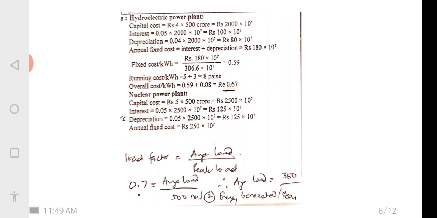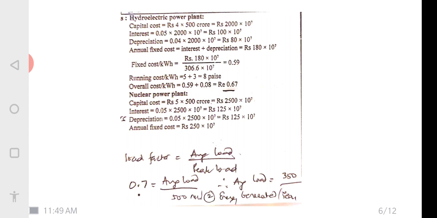So the total cost will be fixed cost plus running cost. The fixed cost is 59 paisa. The running cost is 8 paisa. The total cost of generating 1 unit in a hydroelectric power plant is 67 paisa.